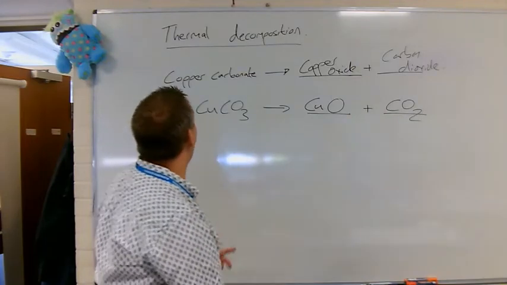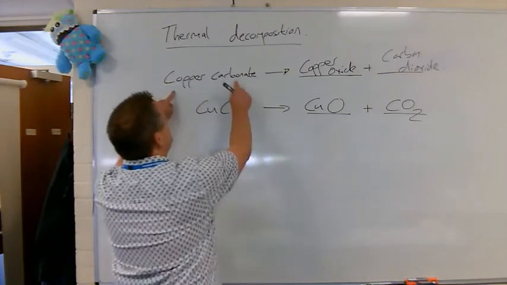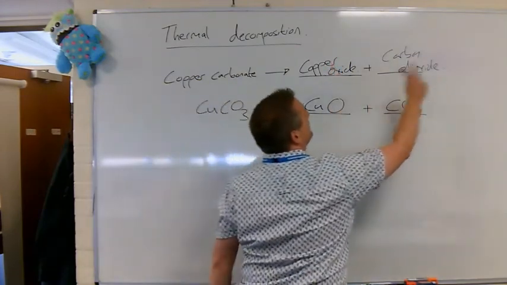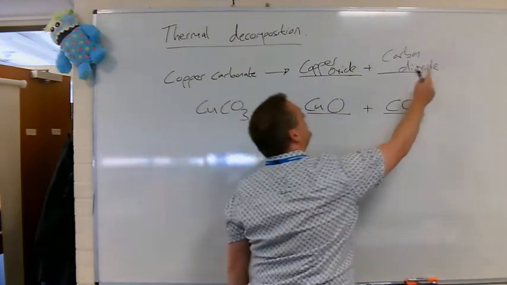And the key things to remember: thermal decomposition, you heat it, you break it down into something smaller. If it's a carbonate, what you make is the oxide and CO2. So if I'd used calcium carbonate, I'd have made calcium oxide and carbon dioxide.